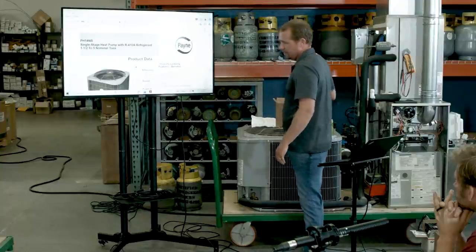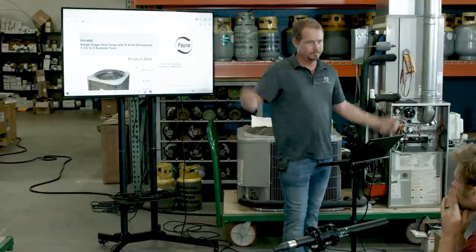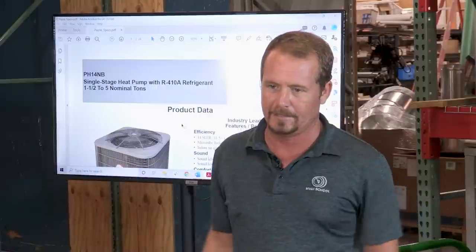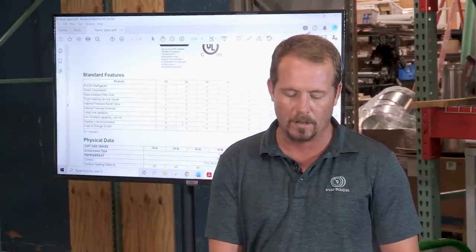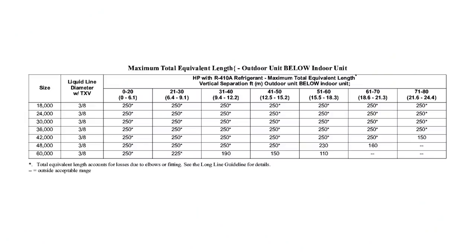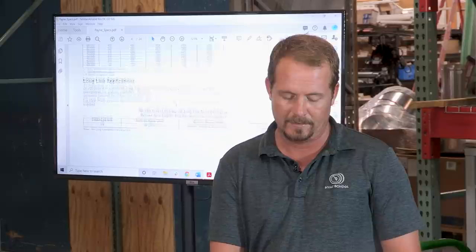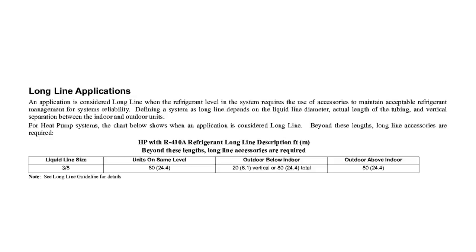Just for the sake of making this simple, we're going to pretend that we have 100 feet of level. So the air handler and condenser are essentially level, and they're 100 feet from each other. So let's first see, does that qualify as long line? We're going to look at the guide here. Again, it talks about maximum equivalent length and maximum total length. Do we need a long line? If it's above 80, we do. Okay, so we're at 100 feet, so we need to follow the long line application guidelines.